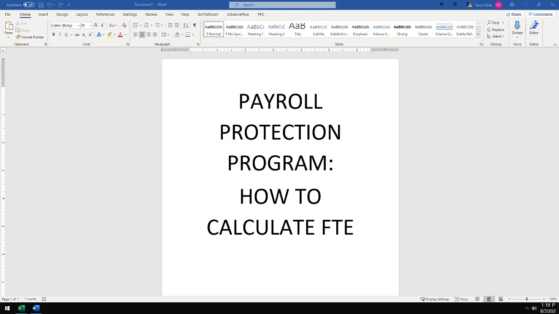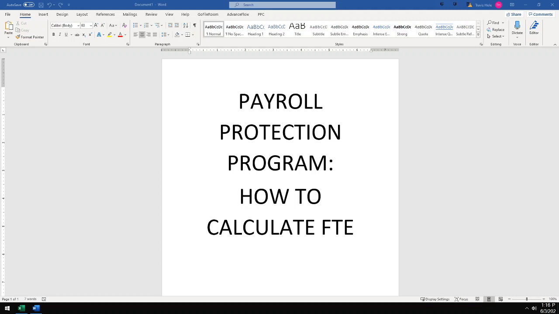For calculating the FTE during the 8-week spending period, the SBA was nice and actually gave you two different options. One, you can just take each employee's hours during the 8-week period, take them weekly, and then divide it by 40 and come up with the FTE that way. So obviously if you have someone that works 40 hours a week, that would be 1 FTE. If they work 20 hours a week, that would be 0.5 FTE.